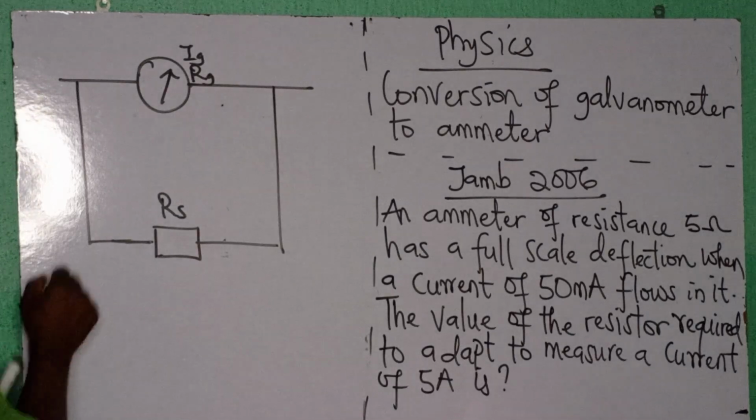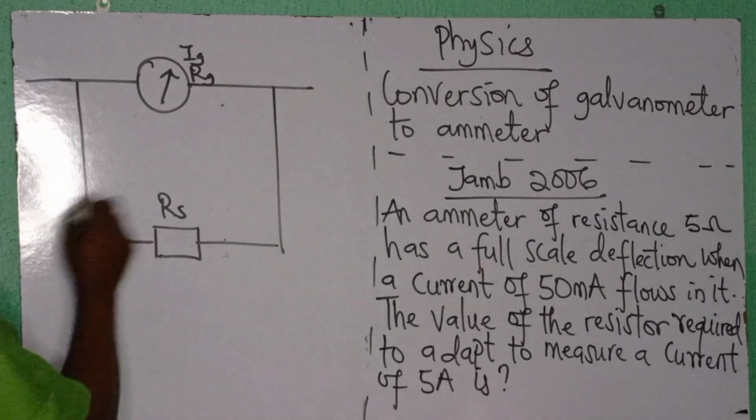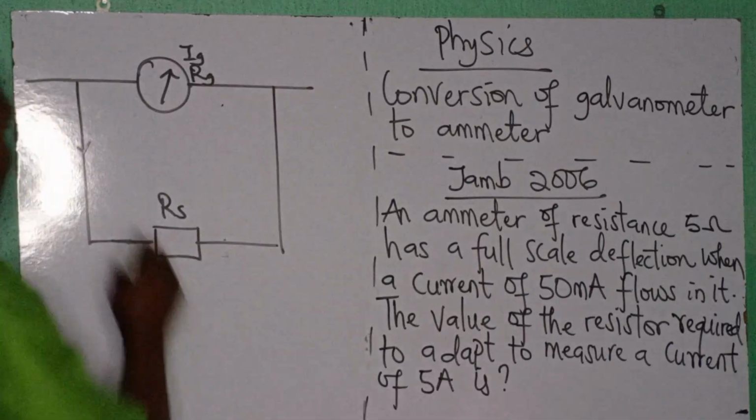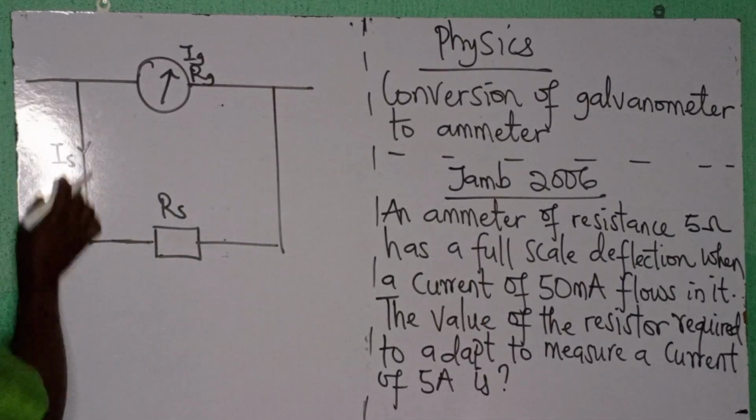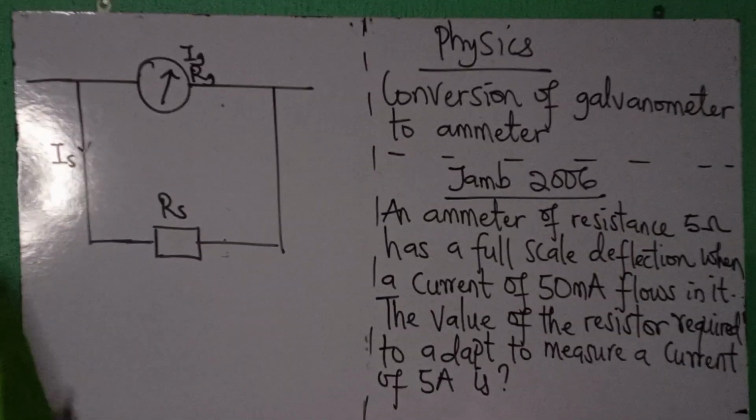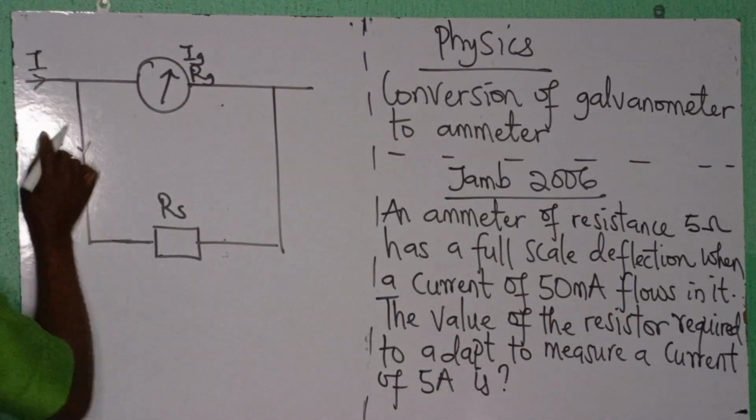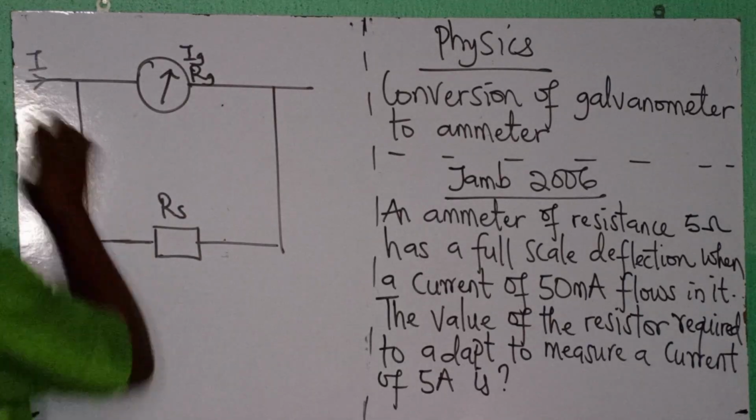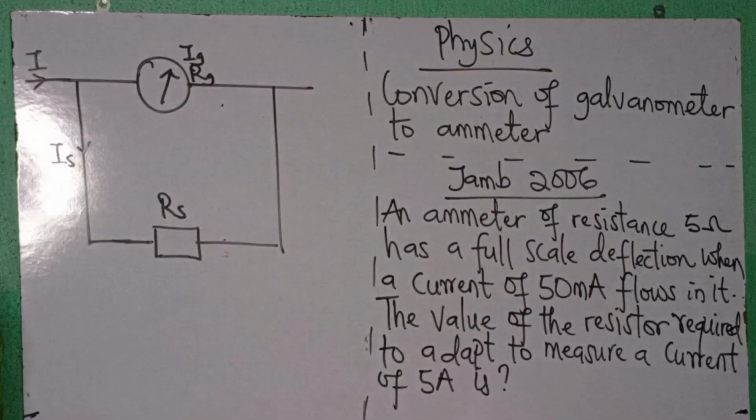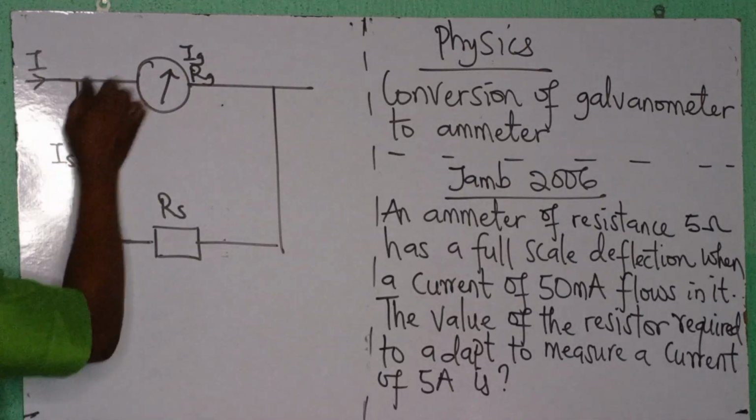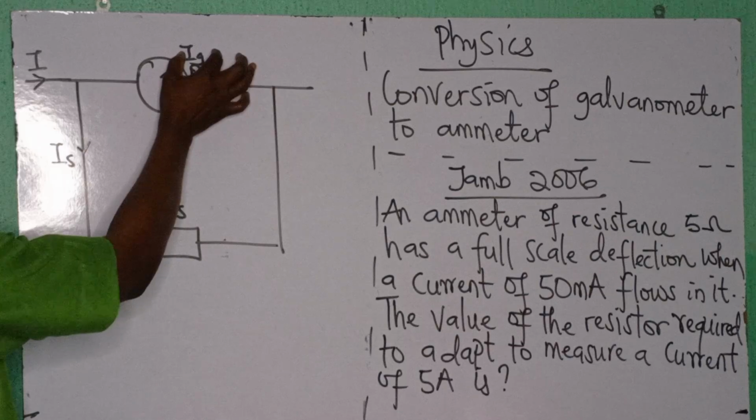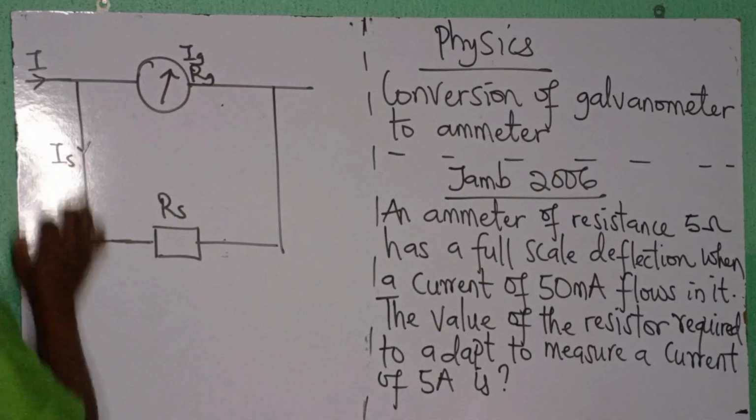Apart from that, there is a current that flows into the shunt resistance. I'm going to write it as IS, so IS is the shunt current. Now there is a current here from the ammeter that has been converted from the galvanometer, which moves into this particular circuit. As it gets here, it splits into two. So I is equal to IG plus IS.